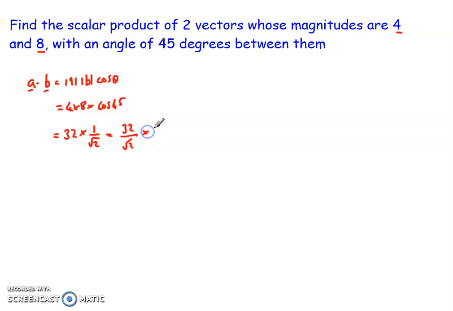I could rationalise the denominator if it asked me to, and I'd have root 2 over root 2, multiplying it by that. What that would then give me is 32 root 2 all over 2, which I could then simplify to 16 root 2. So there you go, that's it rationalised in terms of the denominator. I could also do that to this point here, but it's just nice, quick, simple and easy to do it that way.